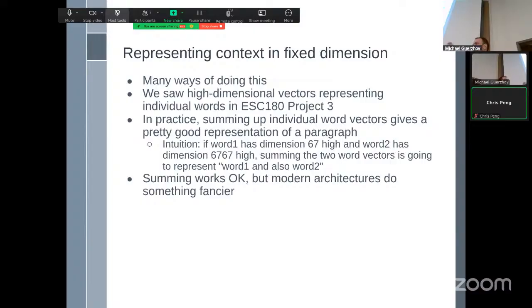Because there are lots of dimensions, most of those dimensions are close to 0. For word 1, dimension 67 is high, and for word 2, dimension 6767 is high. So the sum is actually going to contain the information that you need. Again, not an ideal way of doing it, but you can do it. It actually does work. All right.